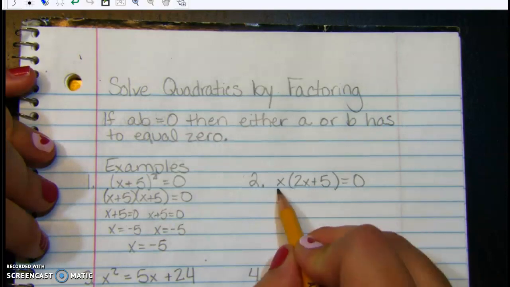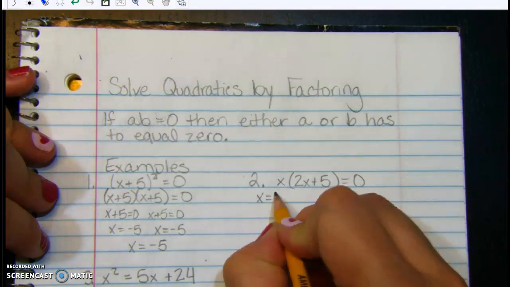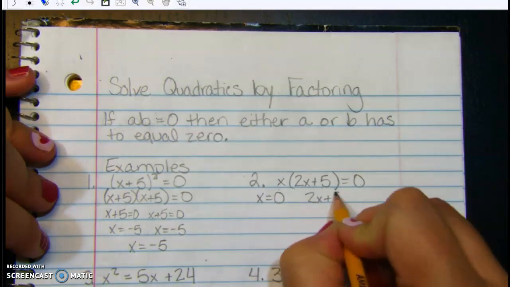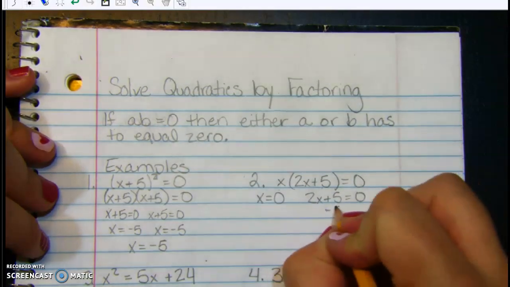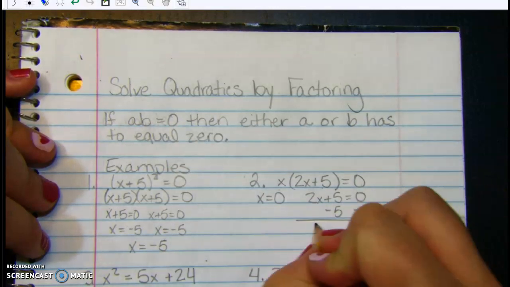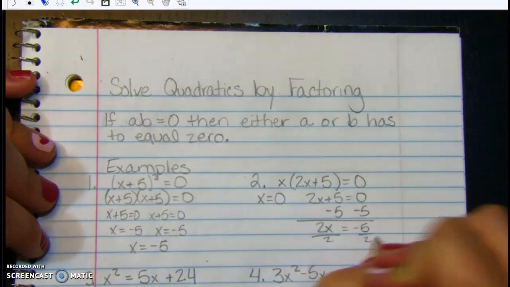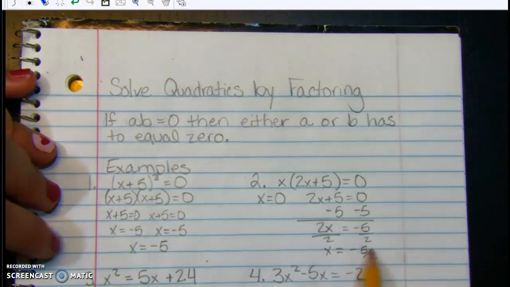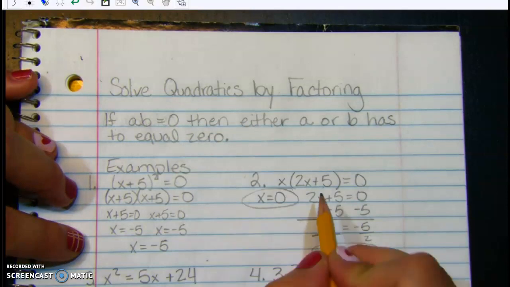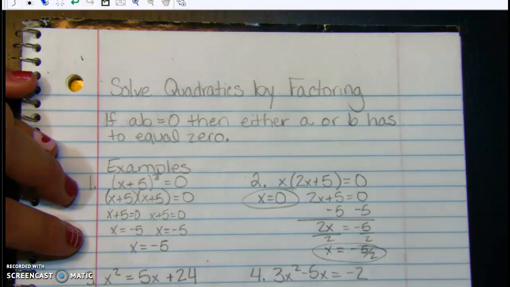Again, two things multiplied together equals 0. So one of them has to be 0. So either x equals 0 or 2x plus 5 equals 0. So set each one of them equal to 0 and then solve. So notice we have two answers. They both make it equal 0, so they are both valid answers. Many of these problems will have two answers.